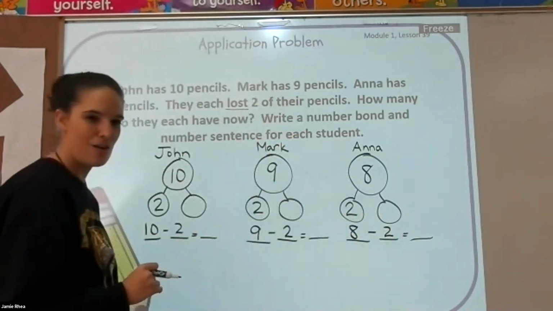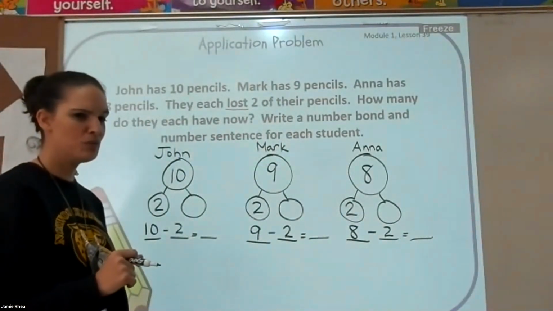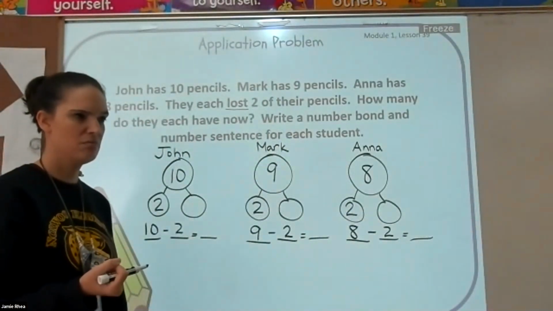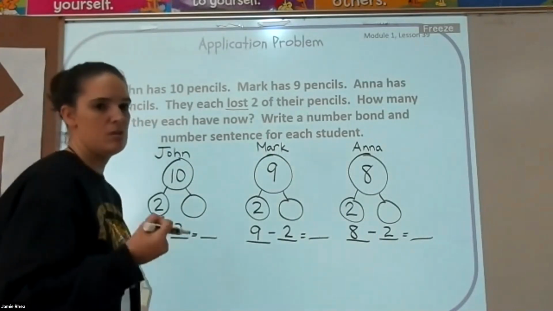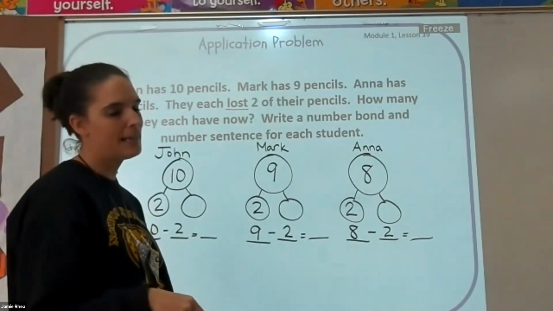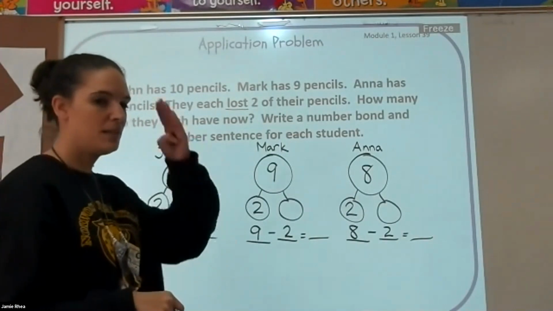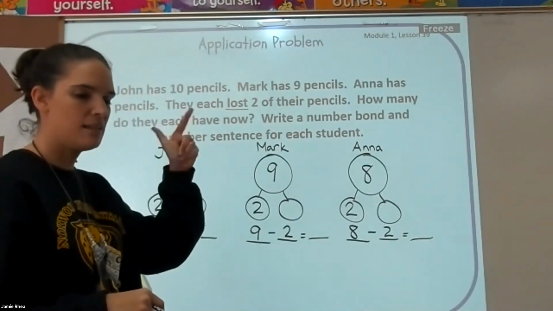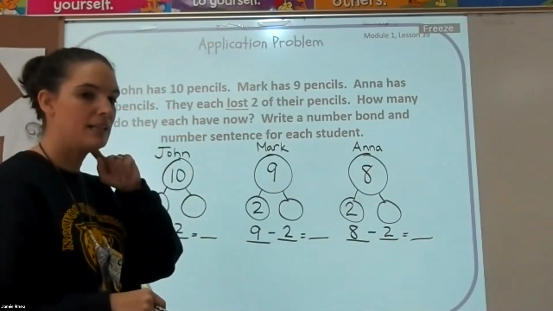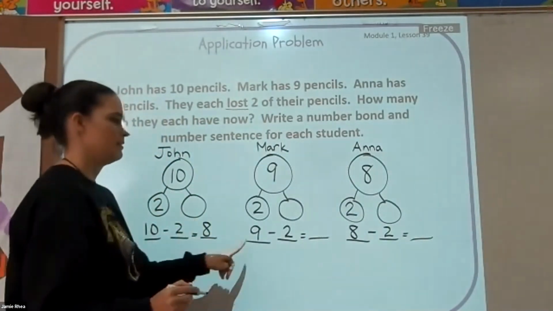Now, can we solve this? Yeah. Now, if you don't know 10 minus 2, what can you do? Use a strategy we know. If I have a subtraction sign, I can count back from 10. So if I count back from 10, let's go 10, 9, 8. There's my 2 I counted back, and I landed on 8. He's got 8 pencils.